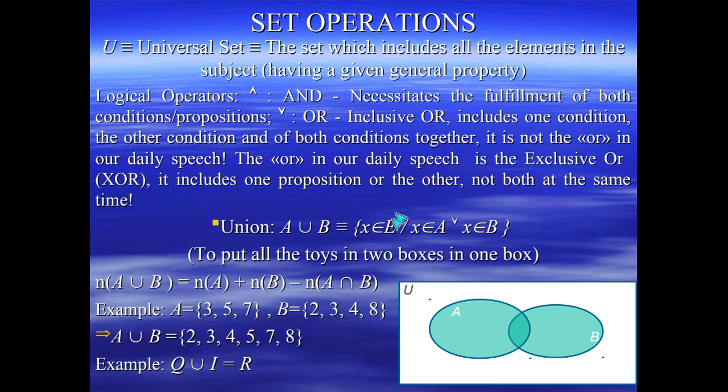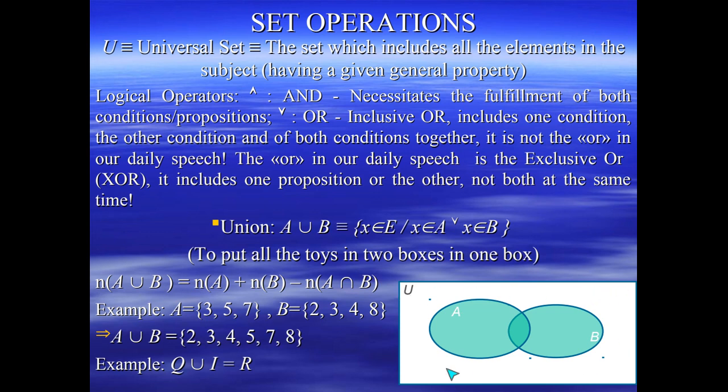So this is A union B, and if you want to describe it, this is the description. What does it say? x is an element of the universal set U such that x is an element of A, or x is an element of B. So it can be an element of A only, an element of B only, or an element of both, which is the intersection of the two. And in order to count the number of elements of A union B, it is the number of A plus the number of B, minus the number of the intersection of A and B.